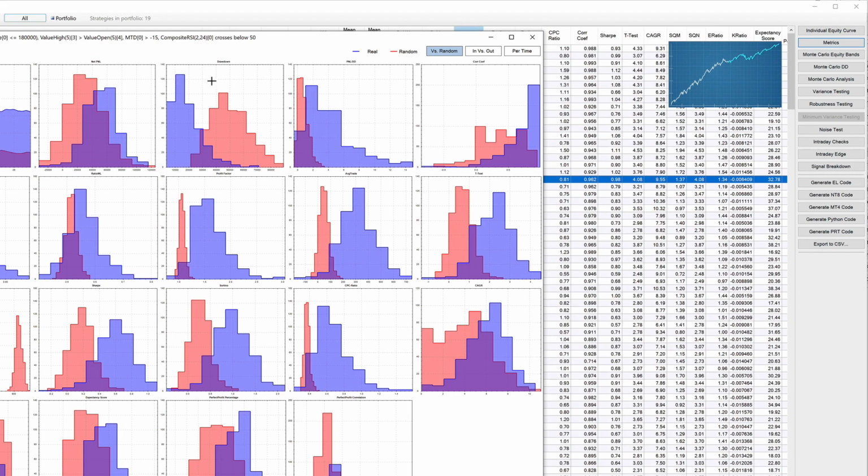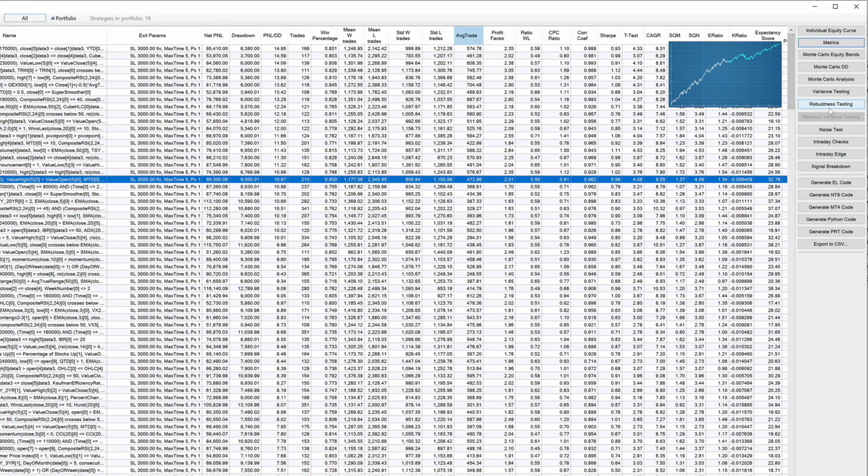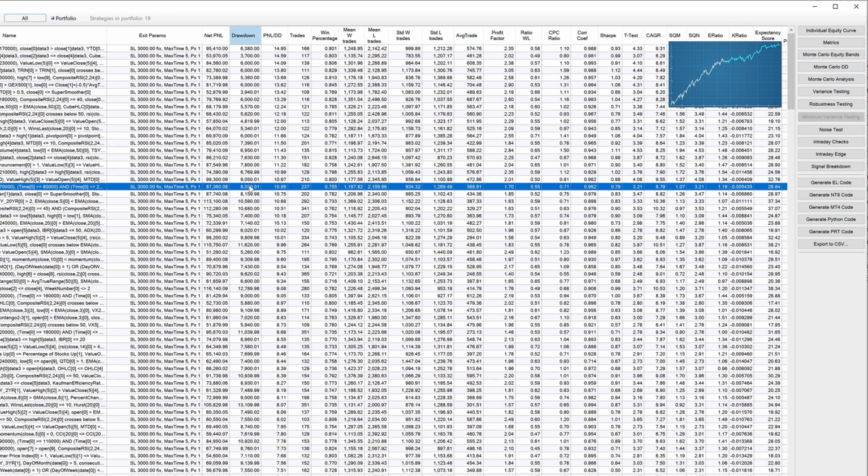And we have drawdown, P&L. You can look at average profit per trade. And you can see how these histograms, the blue histograms are the top 100 strategies, and the red are the random strategies. And we want to see these skewed a certain way. And then we also have some other variance testing and Monte Carlo. But again, I just want to keep this simple. So I'm going to continue to march forward through here.